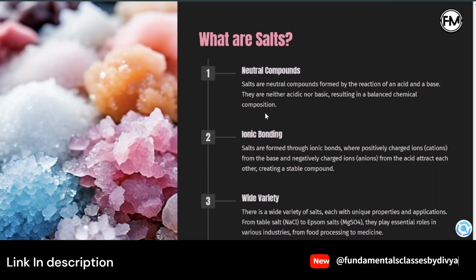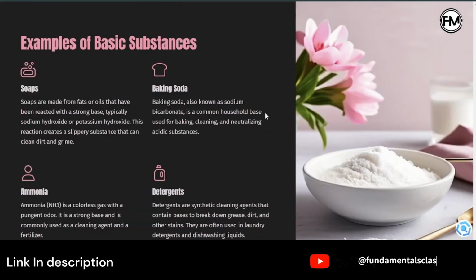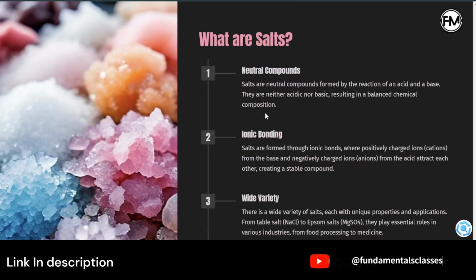So now, what are salts? I have told you, right? Bases have a pH value from more than 7 up to 14, right? 8, 9, 10, 11, 12, 13, 14. These are the pH values of bases. Now, if we talk about salt, whenever I am talking about salt, it does not mean your kitchen salt, right? It is not like that.